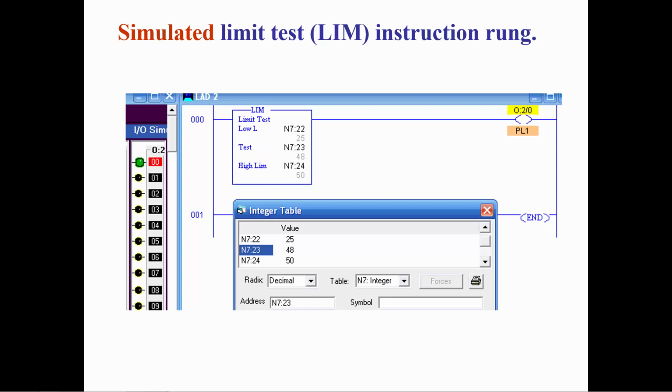The test value is in N7:23. Its initial value is 48. Since 48 is between the limits of 25 and 50, the instruction is true and PL1 will be on. Changing the values of N7:23 will change the status of the instruction.